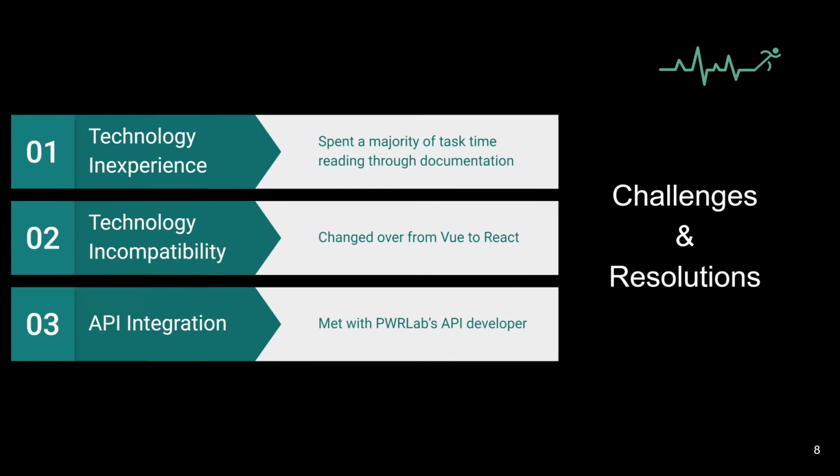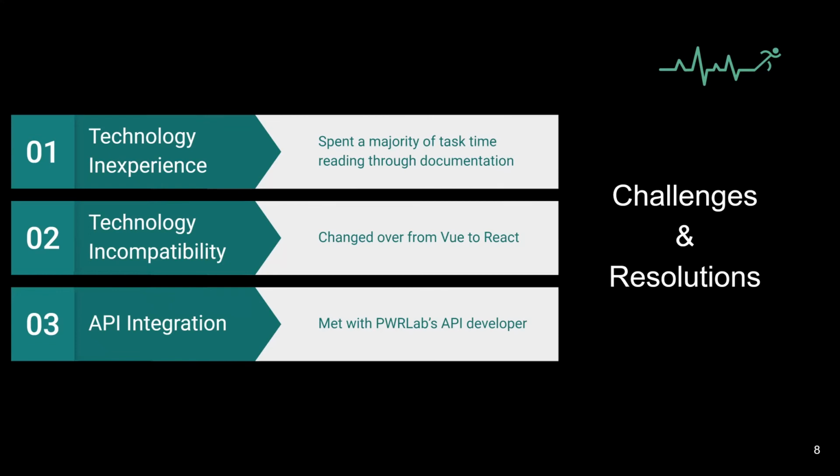In terms of challenges, a main challenge we faced was inexperience with the technologies we decided to choose, such as React and AWS. This led to us spending a lot of time reading through documentation, which was our resolution to it. We spent a lot of task time reading through documentation, watching tutorial videos and such. Another technology challenge that we had to deal with was we decided to use Vue, which was having a lot of issues with AWS. So we ended up having to switch to React, which was a lot more compatible and basically reduced all those issues we were having to zero.